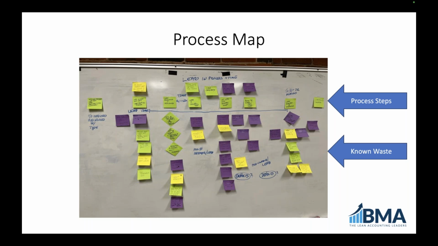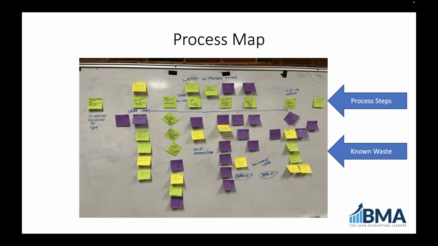Make the process visual. There are different ways to do it. This is an example. Typically I use Post-it notes, and the process steps are listed above. You can use tools like Visio. You can use Excel. You can use a SIPOC chart. You can use a swim lane diagram. It doesn't matter what you use. Make the process visible.